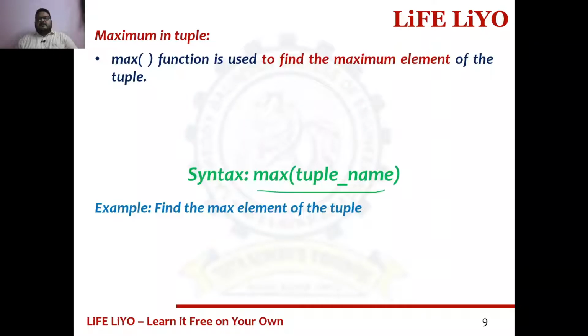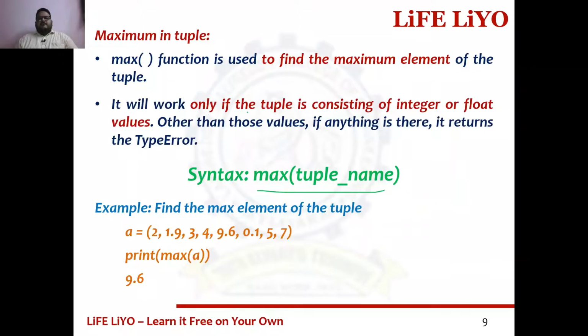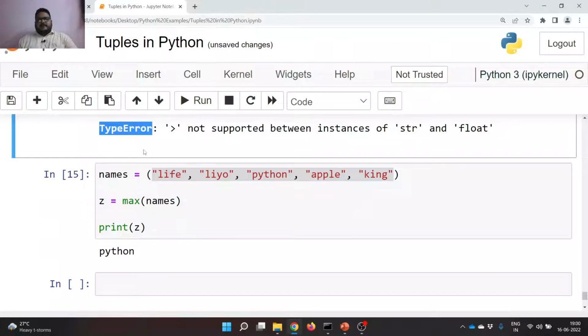So max of tuple name will work only if the tuple consists of integer or float values. Other than those, it will give the type error. Look at it, type error.